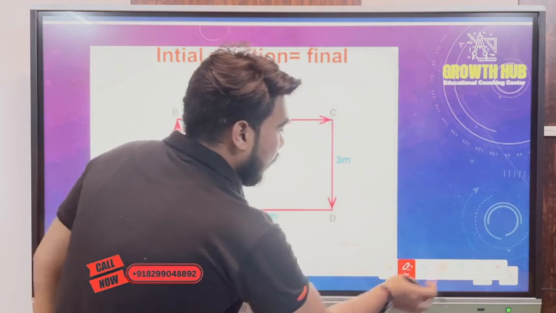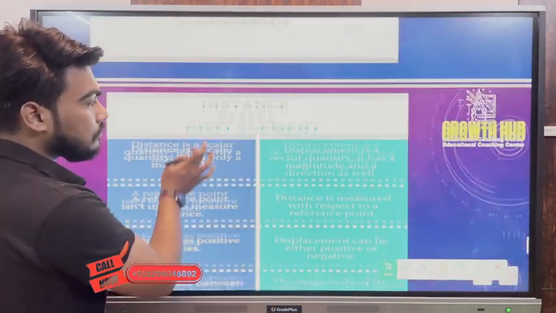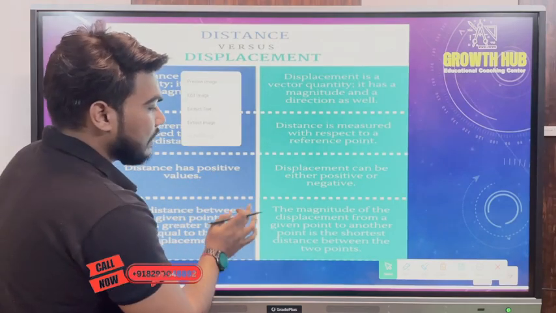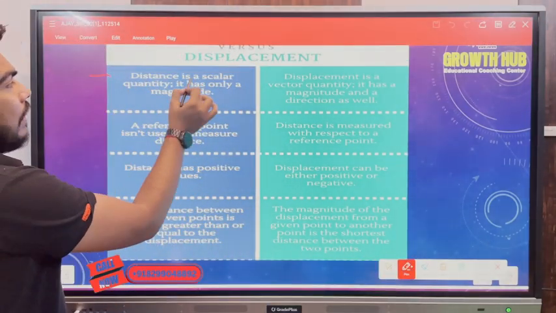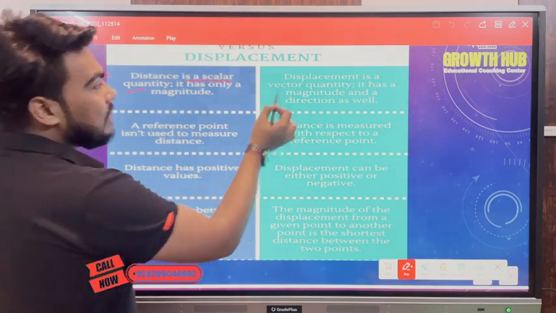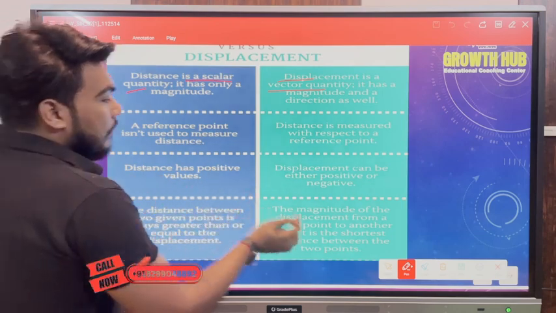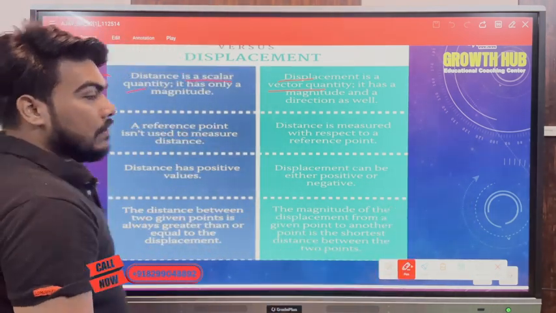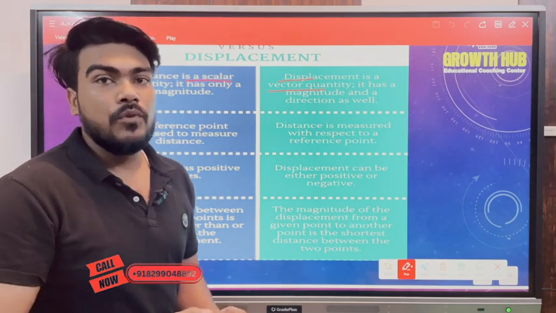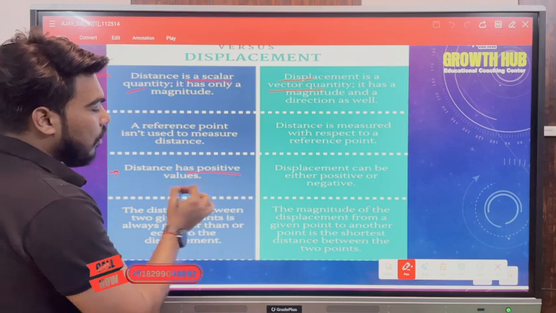This is how distance and displacement are calculated. Let's distinguish between distance and displacement. Distance is a scalar quantity, whereas displacement is a vector quantity. And distance cannot be zero. If an object is moving, then distance must be traveled. So distance is a positive value.